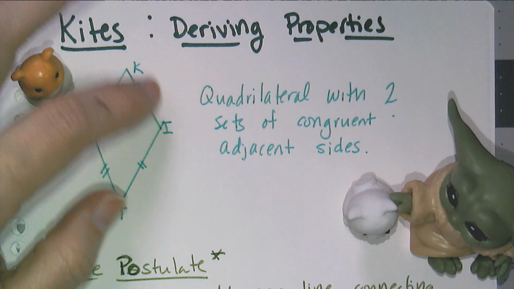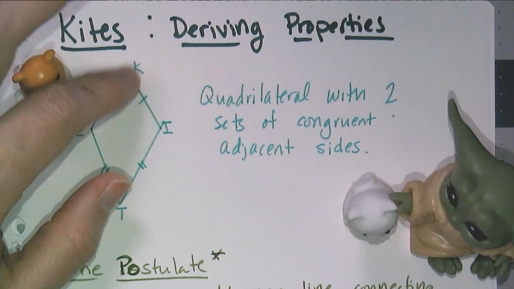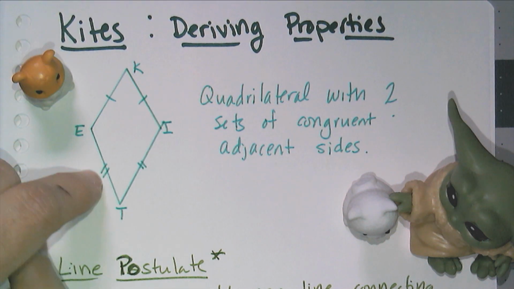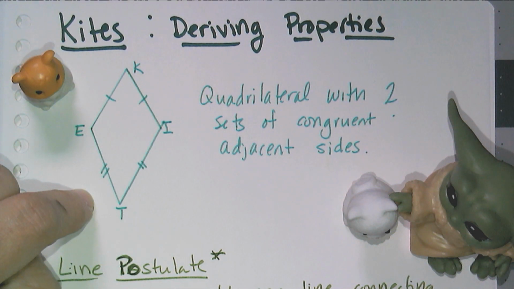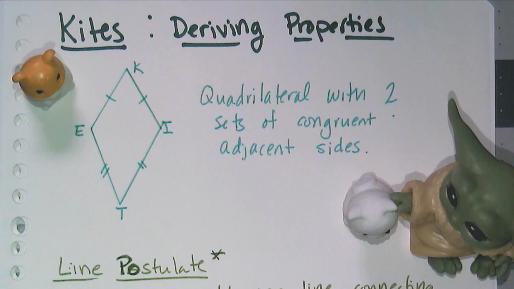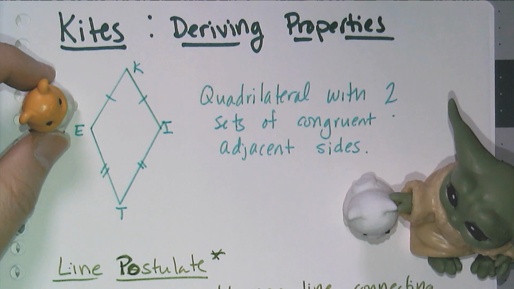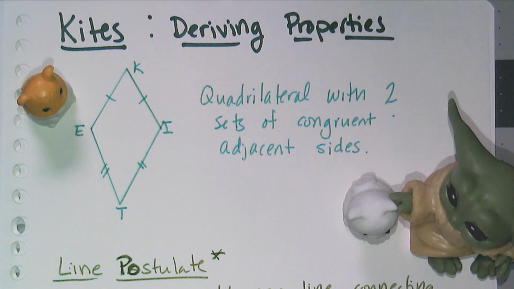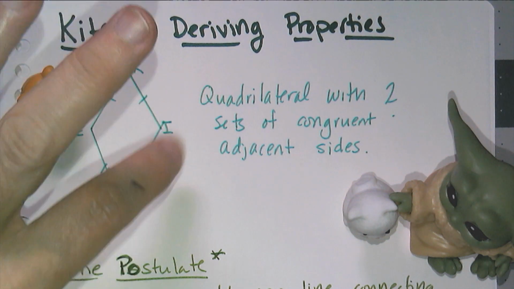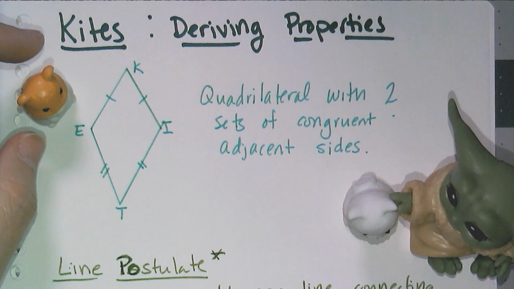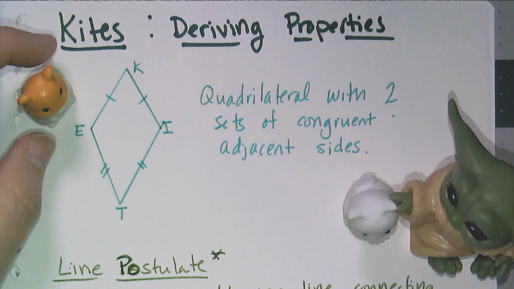So EK and IK are adjacent sides and they are marked as congruent. ET and IT are adjacent sides and also marked as congruent to one another. Therefore, this quadrilateral by definition is a kite. Now, when we worked with kites, you might have suspected that there are some congruencies going on here other than these two sets of sides, and there might be something special going on with the diagonals, and we are finally at a point where we can actually prove those things.